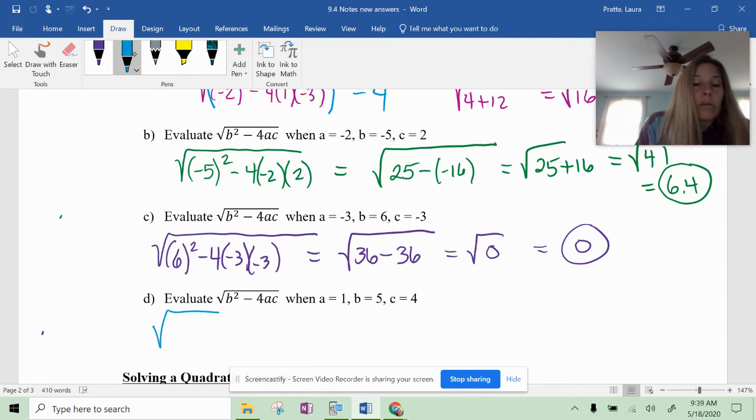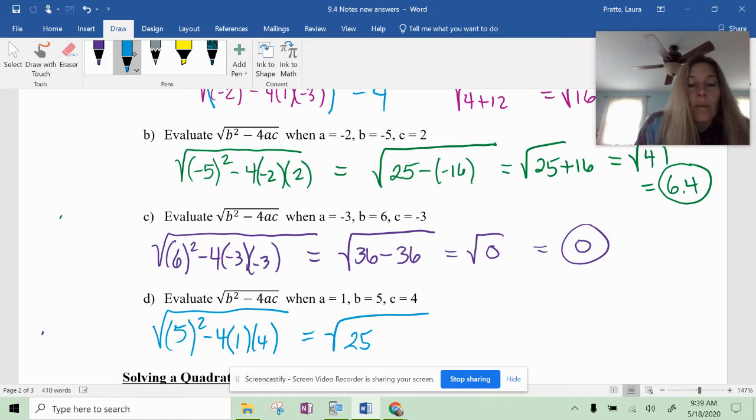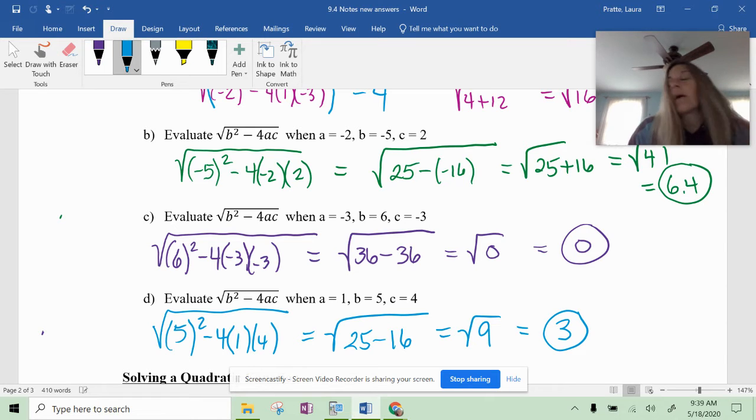And then finally, we'll do the last one. So 5 squared minus 4 times A times C. 5 squared is 25. Notice there's only one subtraction sign here. 4 times 1 times 4 is 16. 25 minus 16 is 9, and the square root of 9 is 3, and we only need the positive answer there. All right, so that's just a little practice of using your order of operations and the radical symbol.